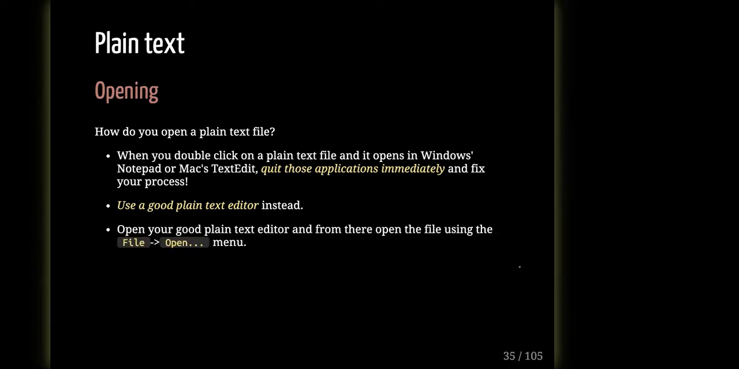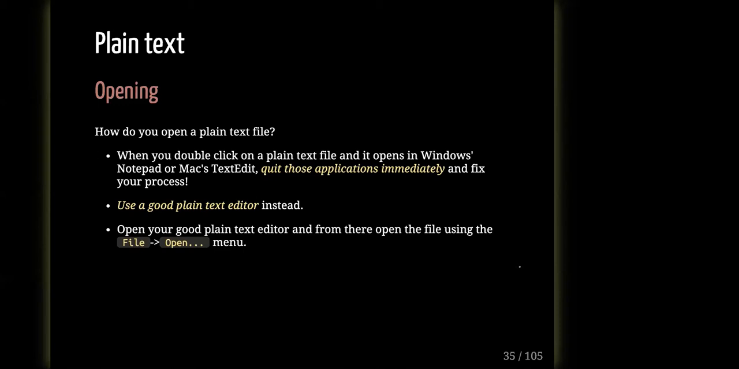So how do you do that? Well, go to the program you want to use, like Visual Studio Code, and go File, Open to open the file. Right? So it's not as convenient. You don't just double click and get the program you want. You have to go to the program first, and then from the program, pick the file, go in reverse.